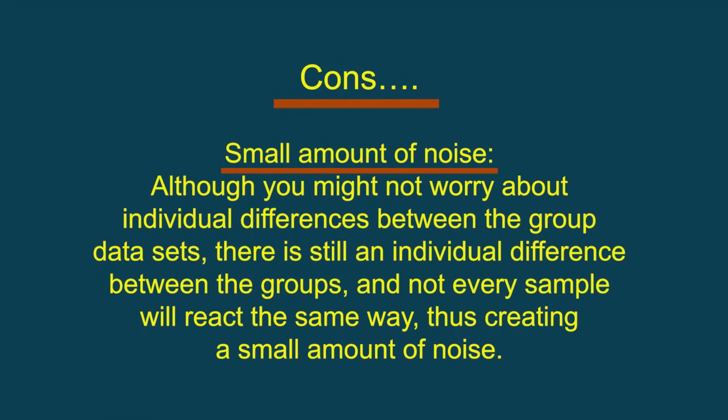There is a small amount of noise. That is also one problem with t-test. Also, although you may not worry about individual differences between the group data sets, there is still an individual difference between the groups, and not every sample will react in the same way, thus creating a small amount of noise. So that means even if we see that the t-test is accepted, that means we conclude that there is no difference between the two groups. But this is not always true. Some small noises may always creep in while we conduct t-test and we accept the null hypothesis. So we have to be aware of that.